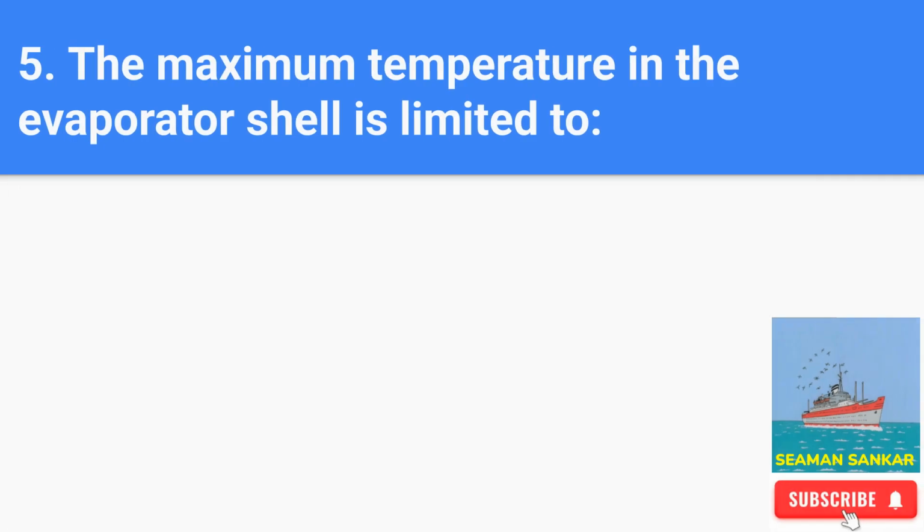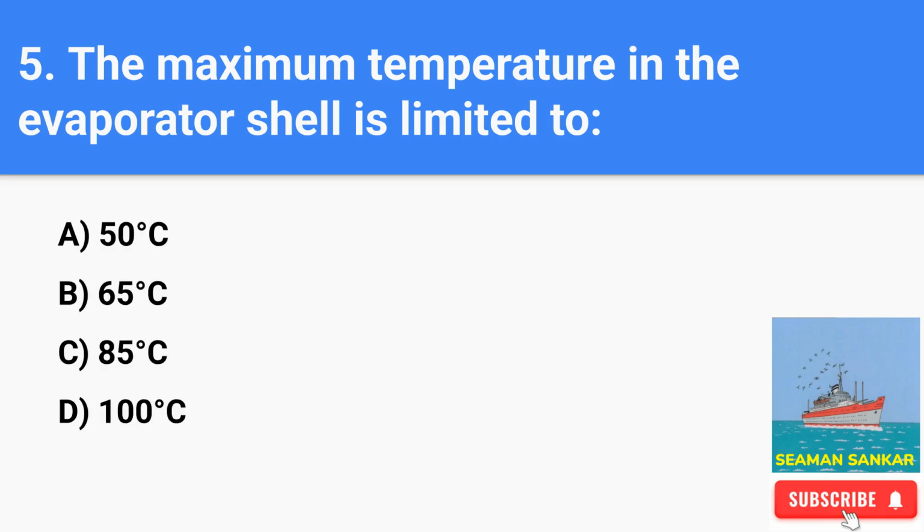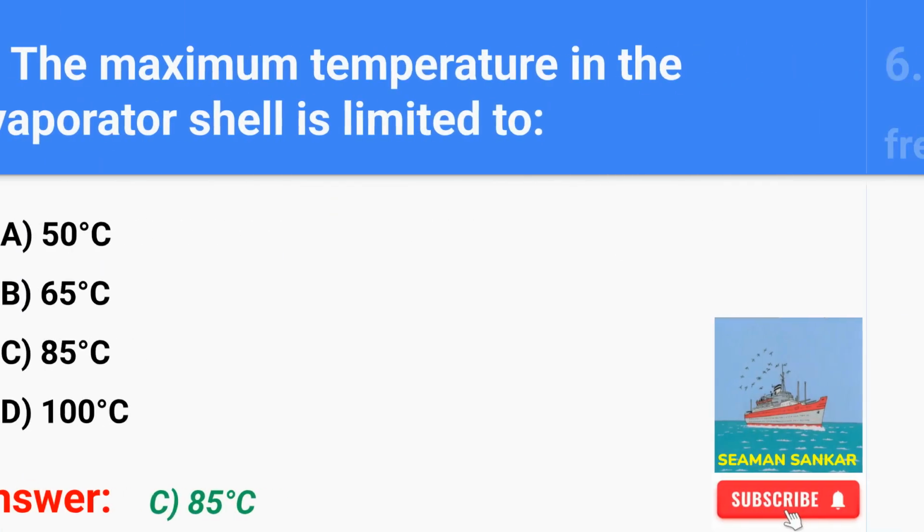Question 5. The maximum temperature in the evaporator shell is limited to A. 50 degrees Celsius, B. 65 degrees Celsius, C. 85 degrees Celsius, or D. 100 degrees Celsius. The maximum temperature in the evaporator shell is limited to C. 85 degrees Celsius to minimize scale formation.